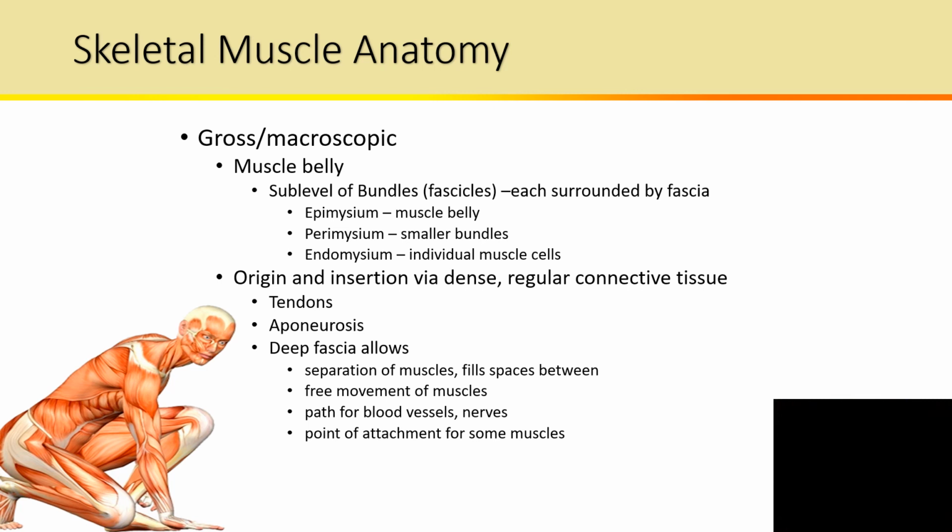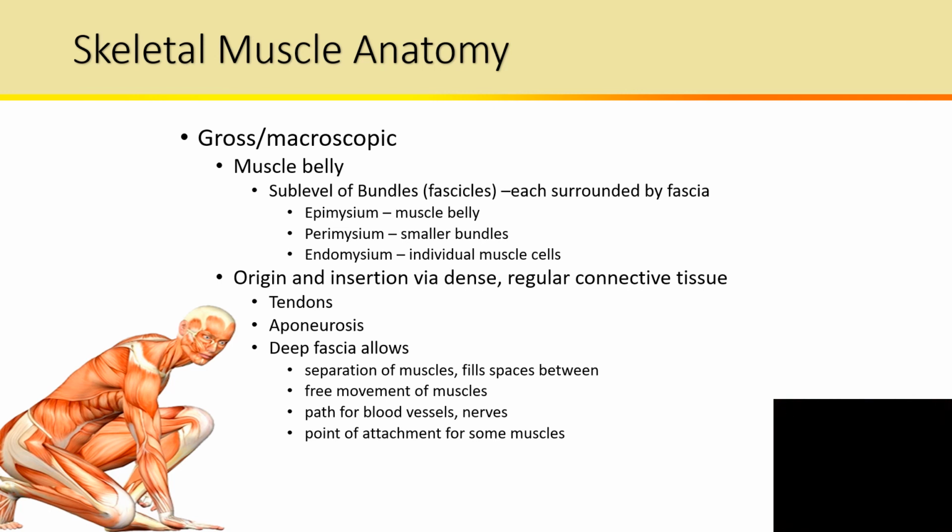So the whole muscle is surrounded by the epimysium. The smaller bundles of muscle fibers are the perimysium, which contains smaller bundles, and then the muscle cell itself, the individual fiber, is surrounded by the endomysium.